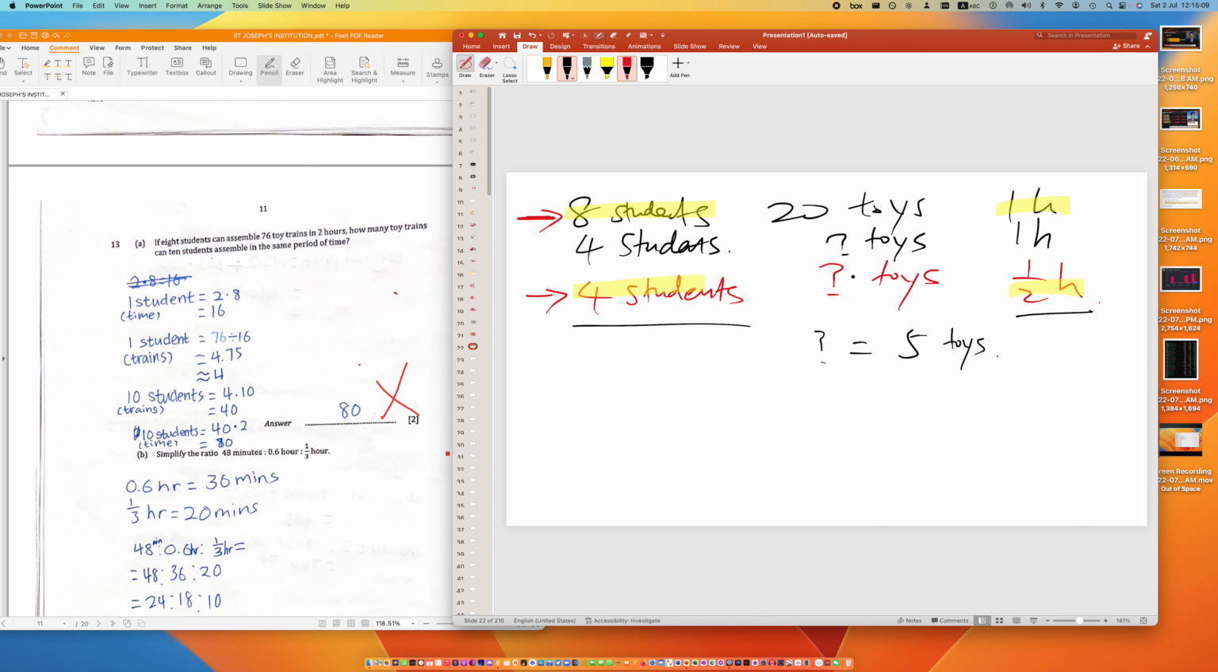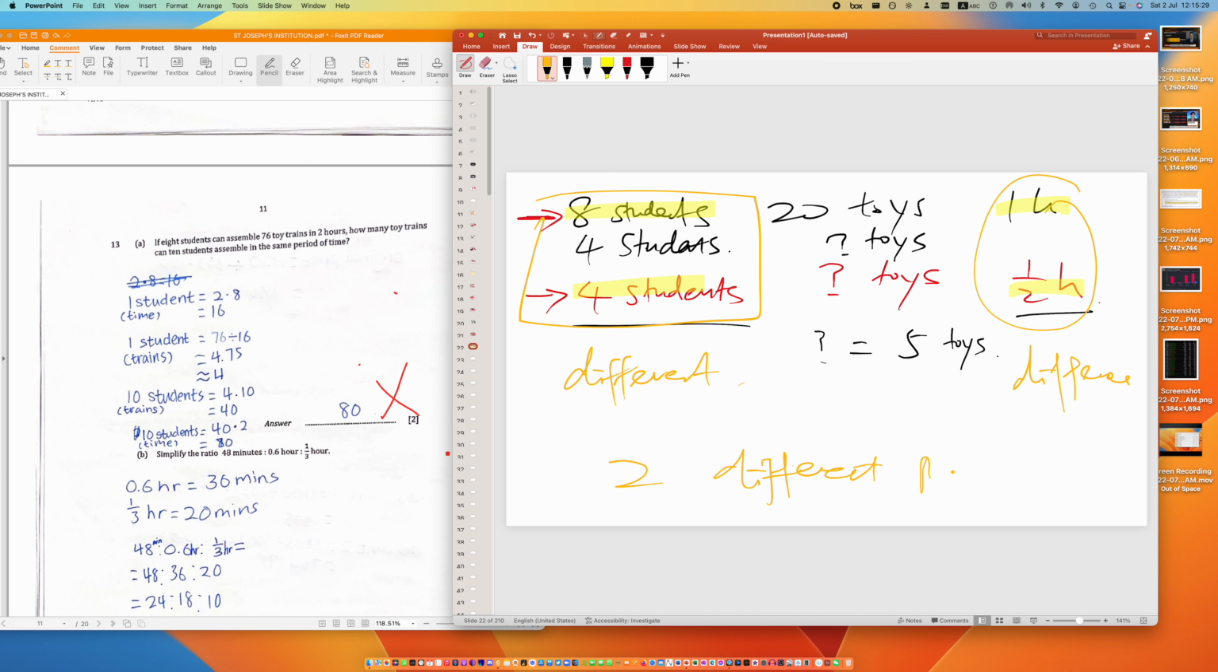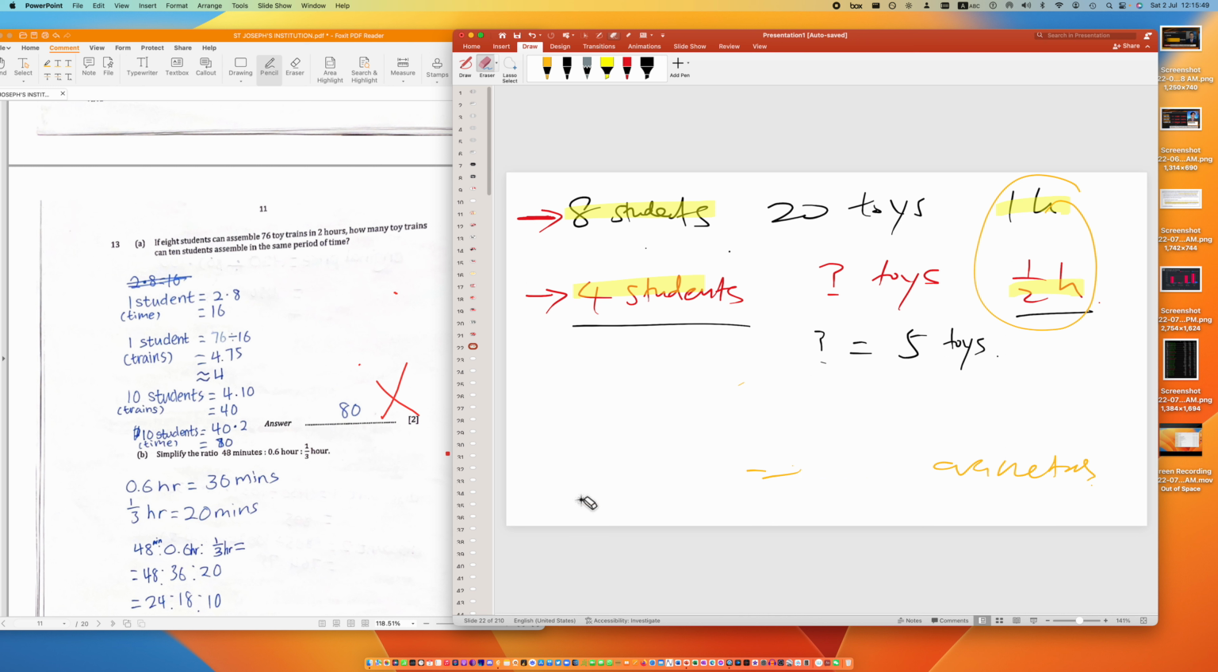But for questions here, students are different, time is also different. So you have two different parameters. When you have two different parameters, you just cannot do. So you have to do one thing first in between. That means there must be an intermediate step. So what is that intermediate step you need to do?